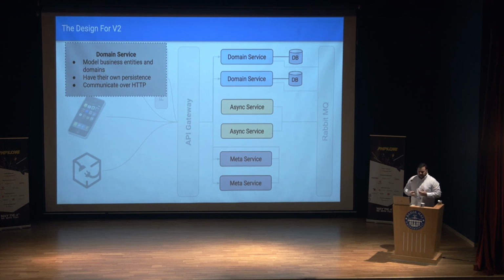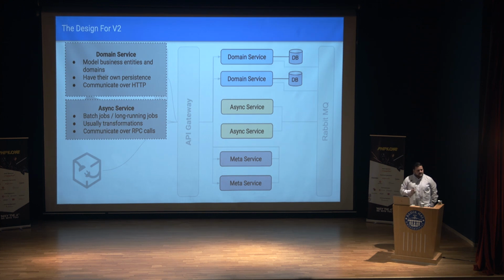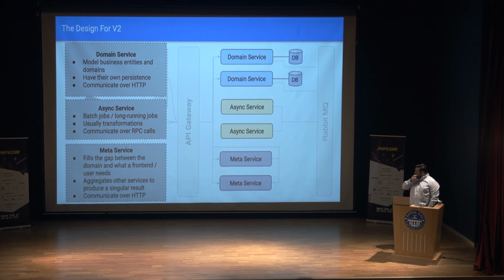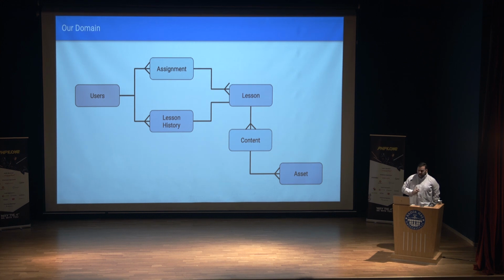3 rough types: a domain service, which, if you're familiar with domain-driven design, is kind of similar to either a domain entity or a bounded context. They modeled the business entities and the business behavior. We had the async services, so I mentioned the video transcode service, et cetera. And then we had these things that we called meta services. Let's actually take an example and describe that.